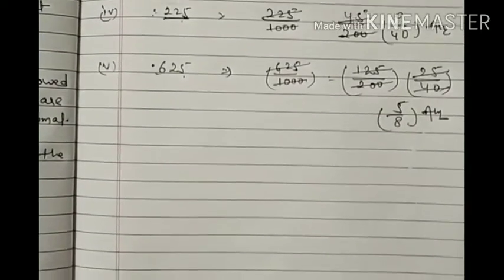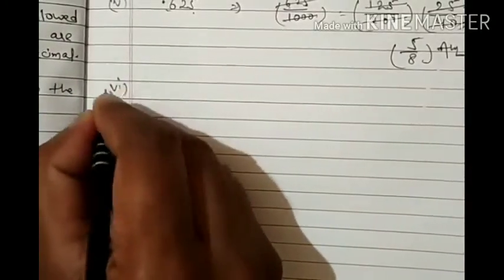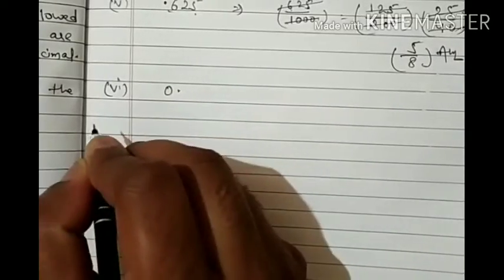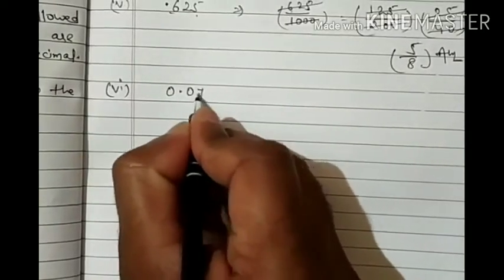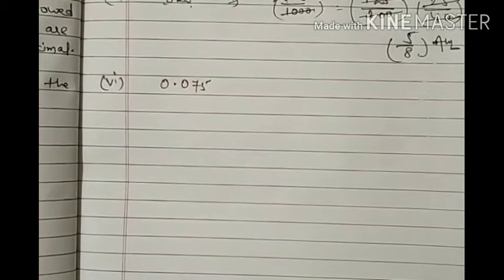I hope you all are getting it clearly. Let's see one more example. 0.075. Solve this question, my dear students. I am giving you 2 minutes of time.